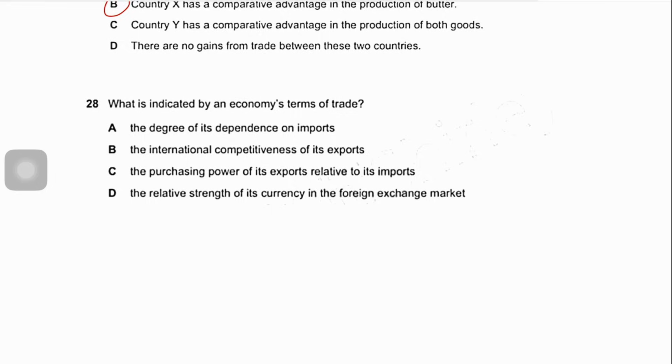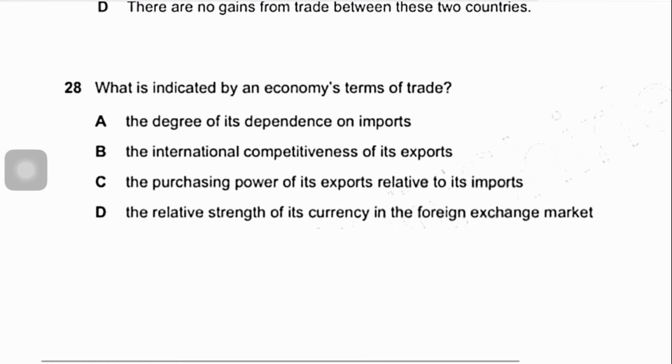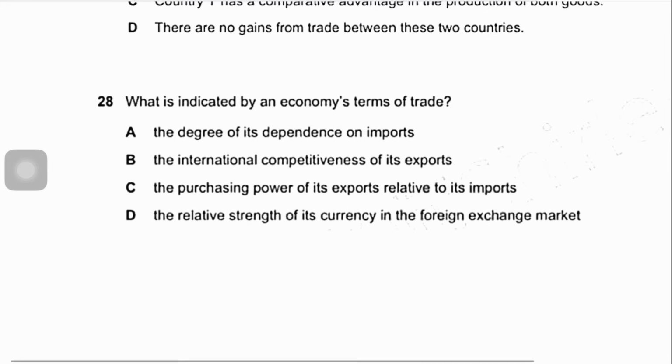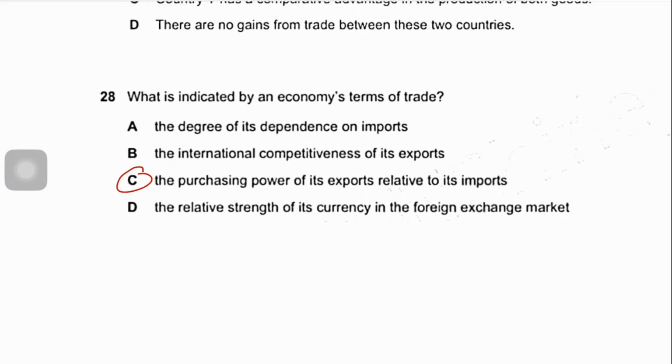The next question, question 28, says what is indicated by an economy's terms of trade? The first option is the degree of its dependence on imports or international trade. Okay, so pretty straightforward. The correct answer would be C, because it says the purchasing power of its exports relative to imports, and we know that the terms of trade indicate how much a country can import for a given amount of exports, right? If a country's terms of trade improve, it means that it can buy more imports for each unit of its exports, right? And so that makes option C the correct answer.